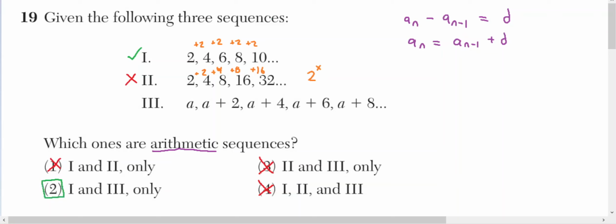So just for completeness, let's check to make sure there's a common difference here. The difference between a and a plus 2 is plus 2. The difference between a plus 2 and a plus 4 is plus 2. And that seems to continue. So that's why we can identify sequence 3 as arithmetic, and therefore the answer to number 19 is confirmed to be choice number 2.